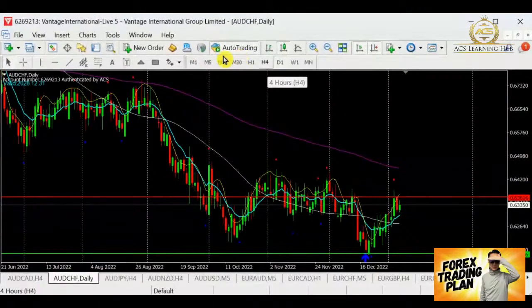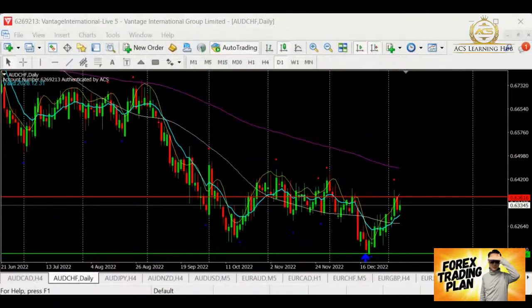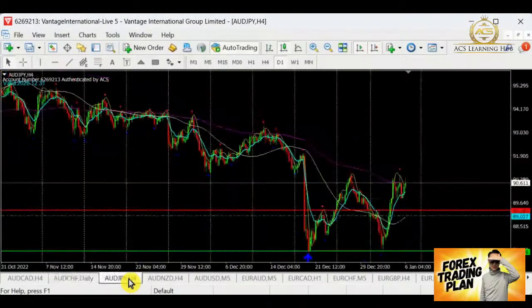For Aussie Franc, right now we are also moving towards the north to test the resistance. Currently, I won't be trading this for a while because tentatively, looking into this, it is not very ideal yet. So I'm going to skip that. Alright, so for Aussie Yen.